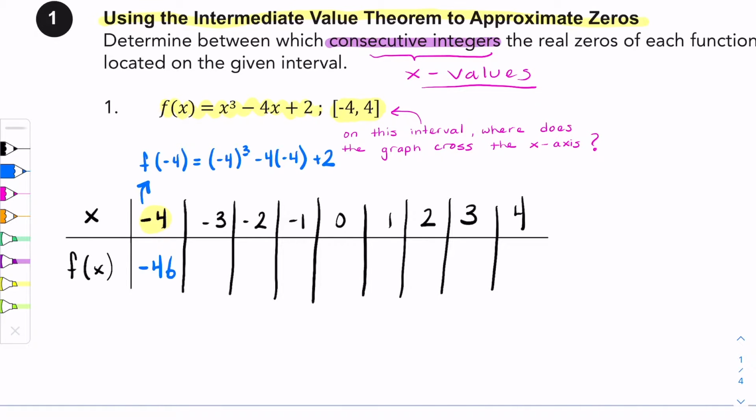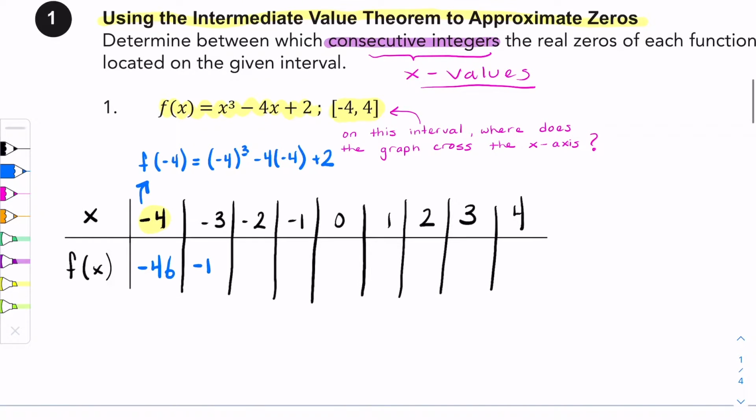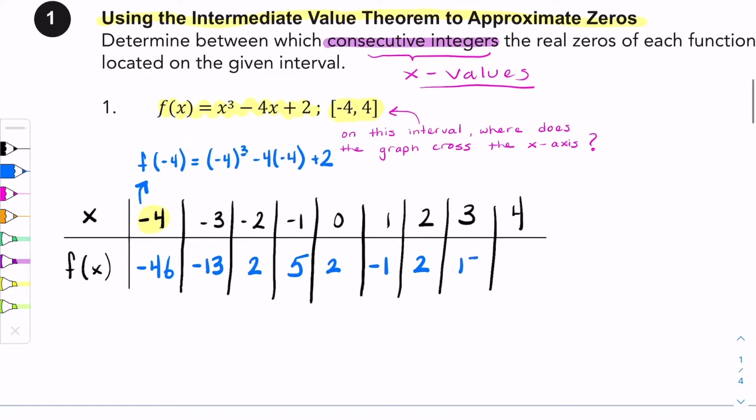If we evaluated the function at -3, that means we're substituting -3 in for x, and our output here would be -13. For -2, our output would be 2; -1, 5; 0, 2; 1, -1; 2, 2; 3, 17; and 4, 50. These are ordered pairs. This is our x column. This is our y column.